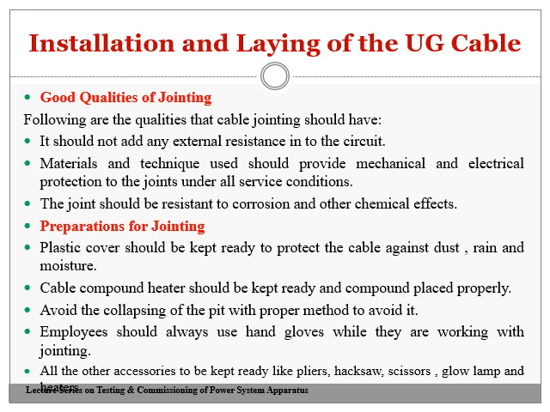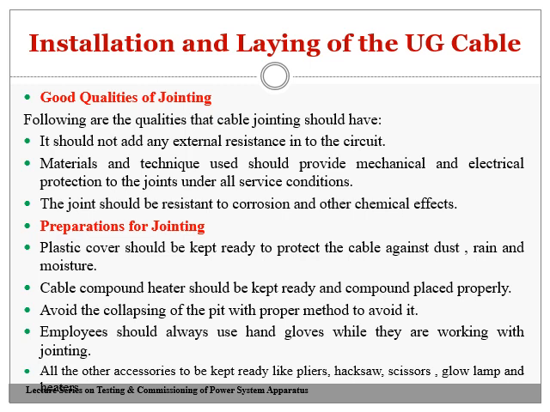Now we'll see what the good qualities of the joint are. It should not add any external resistance into the circuit. What we already said, the additional resistance due to the jointing will cause losses. Hence, the voltage at the utilities may not get a proper value. The material and technique used should provide the mechanical and electrical protection to the joints under all service conditions. The joint should be resistant to corrosion and other chemical effects. Now, these are the good qualities. Let us see the preparation for jointing.